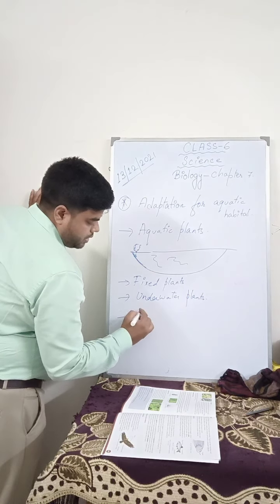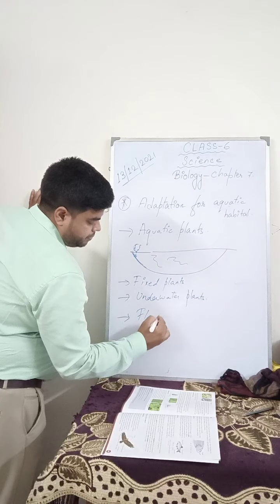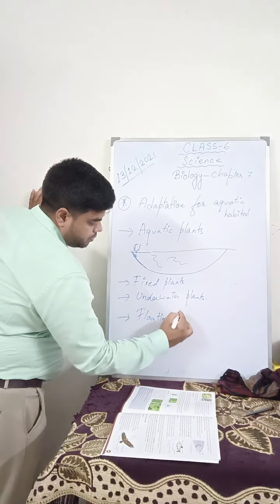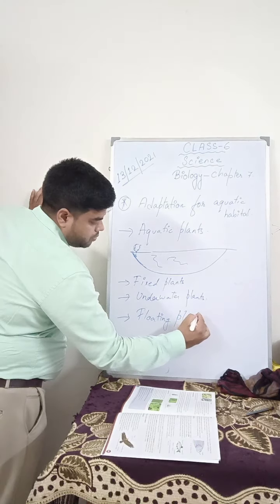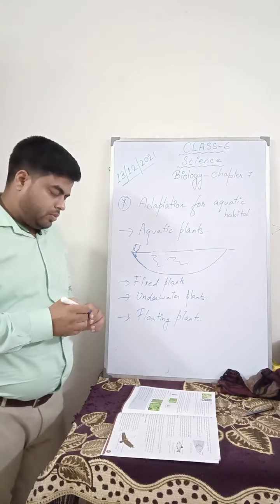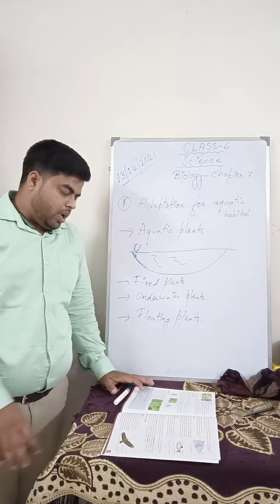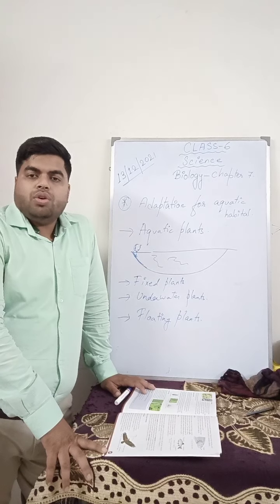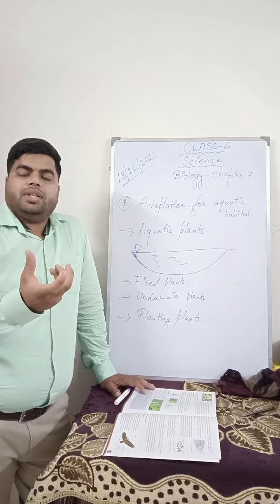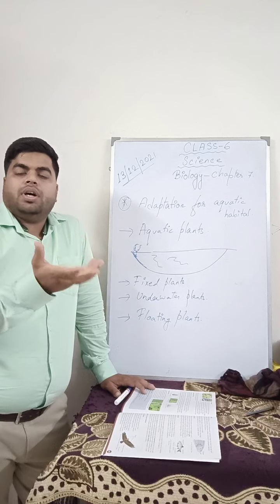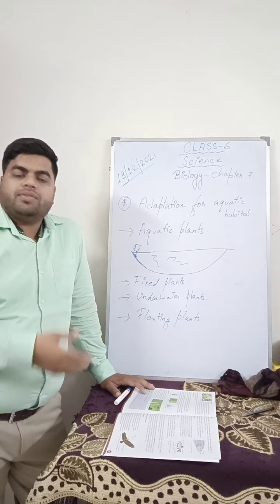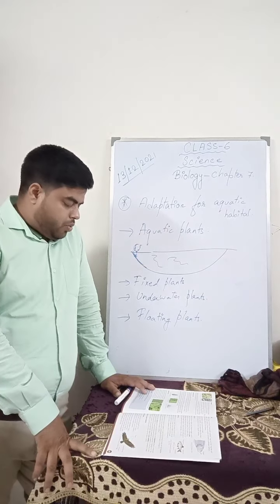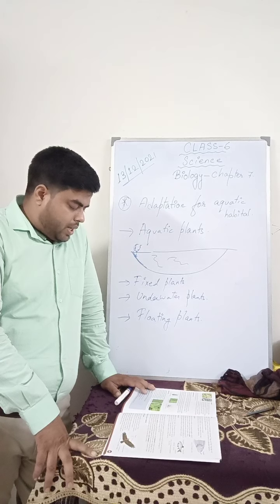Next is floating plants. Plants that float on water are called floating plants. These plants float on water. They remain on the surface of the water. For example, duckweed, water lettuce, and water hyacinth.